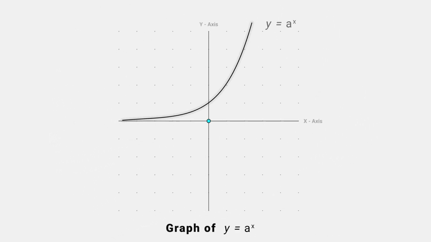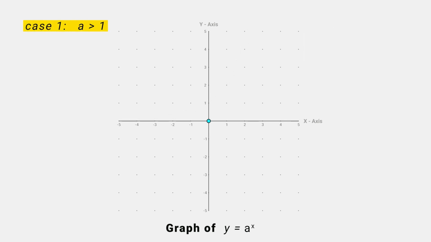If a is a positive real number other than 1, then a raised to power x is known as exponential function, where a is greater than 0 and a is not equal to 1. Now there are two cases. First, when a is greater than 1, the value of a raised to power x increases as x increases. So the graph of a raised to power x is this.